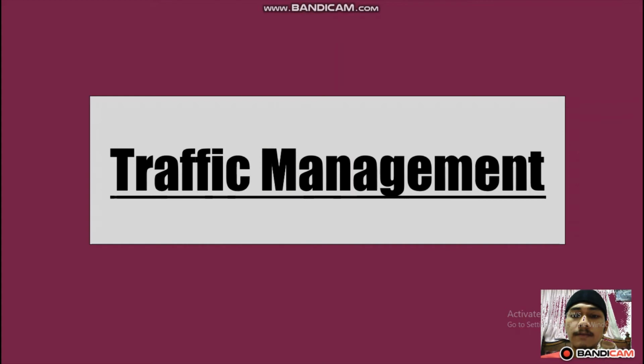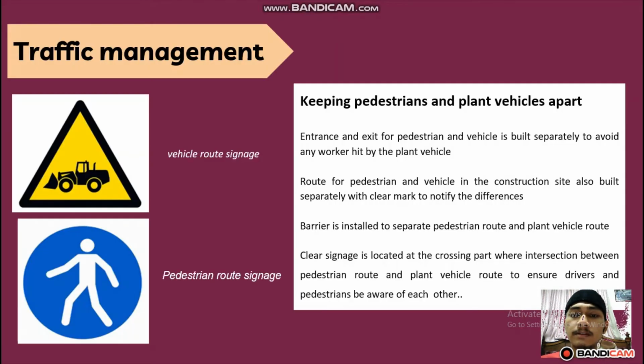Next is traffic management. The first function of traffic management is keeping the pedestrian and plant vehicle apart. For example, in this project, entrance and exit for the pedestrian and vehicle are built separately to avoid any worker being hit by the plant vehicle.